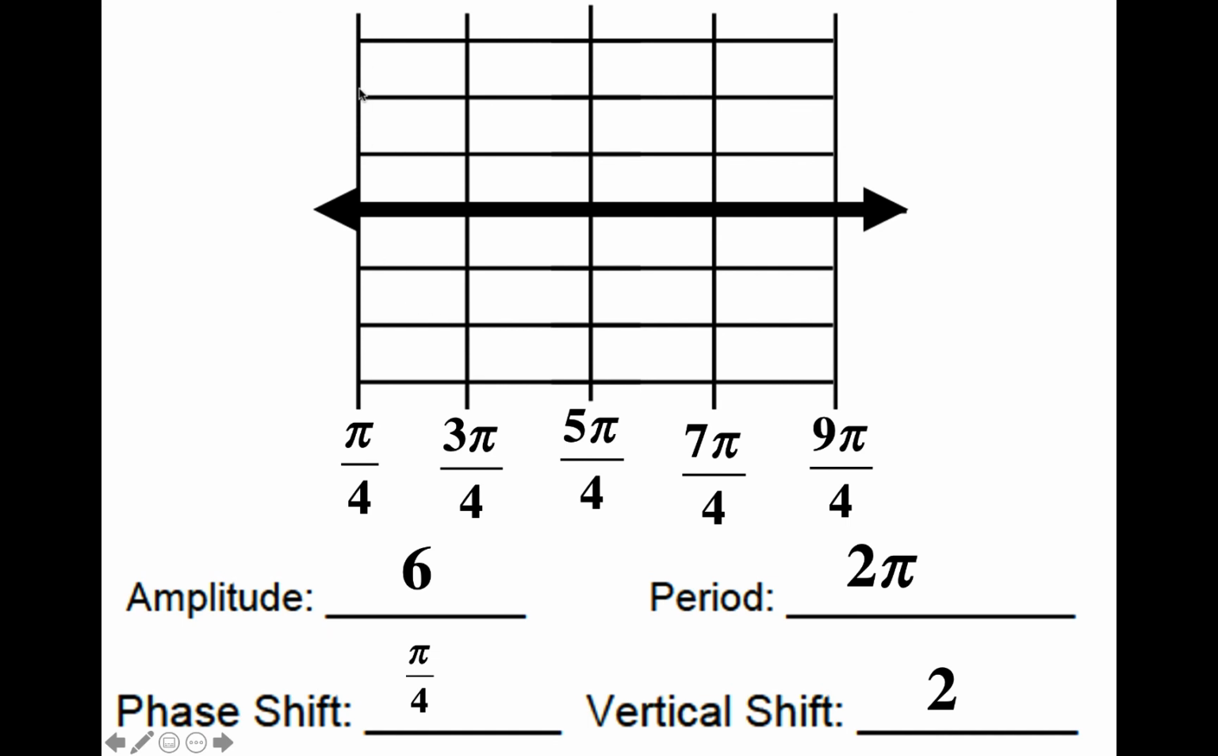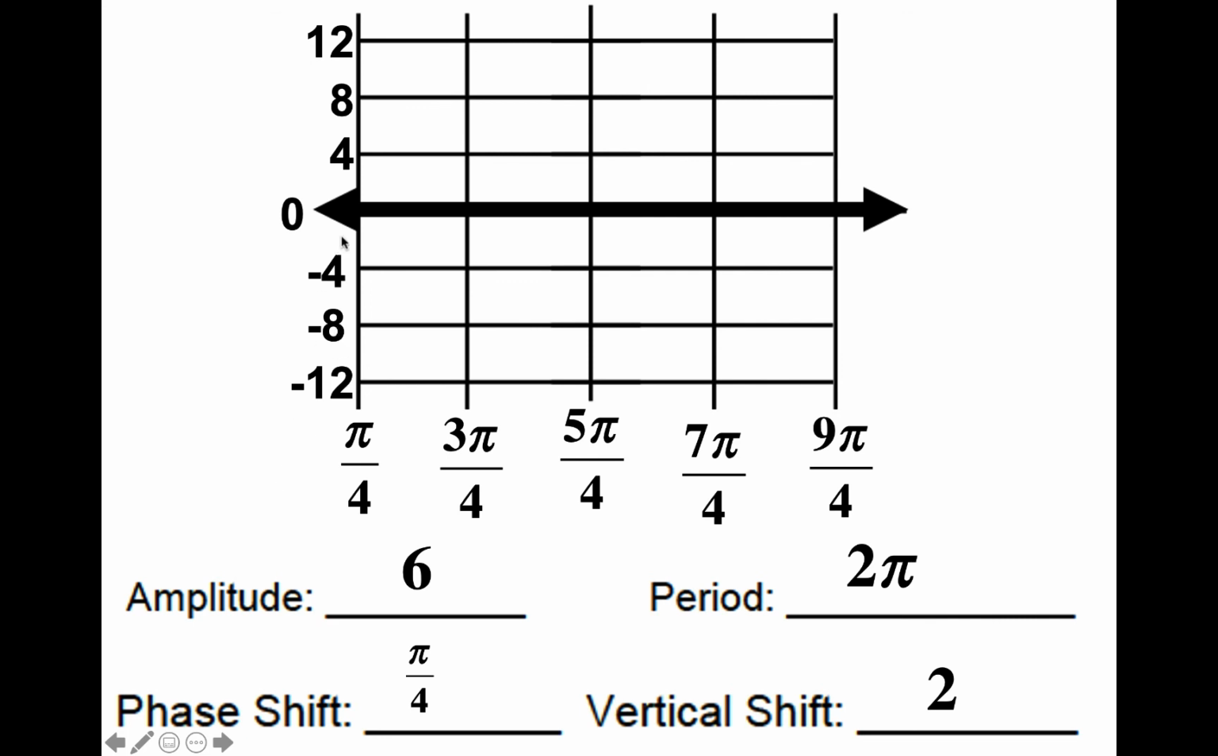Okay, so then we're going to scale over here. I can't count by 1 since my amplitude is 6, it won't fit. And I can't count by 2 because I have a vertical shift. So in this case, I'm going to count by 4. So starting here, going up, we have 4, 8, 12, negative 4, negative 8, negative 12.